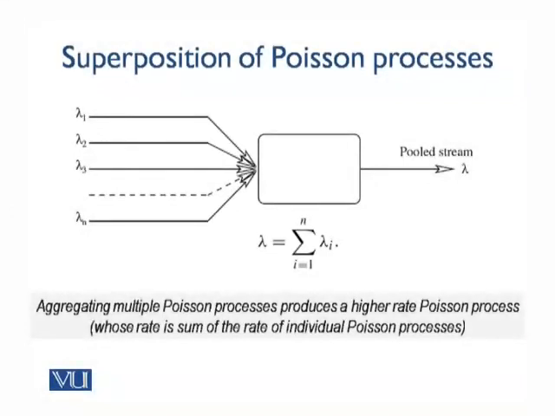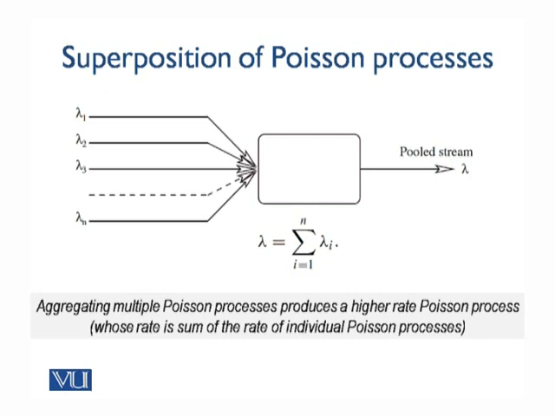You see that there are n number of Poisson processes that are being aggregated. And when we have the pooled stream, the rate lambda of the pooled stream would be equal to the summation of the rates of the individual Poisson streams that are being aggregated. This will be useful when we study queuing networks.